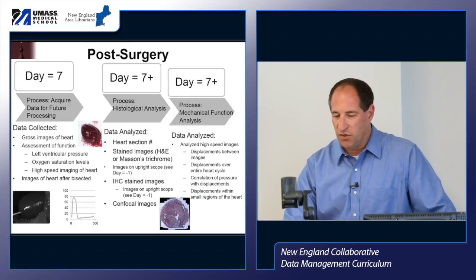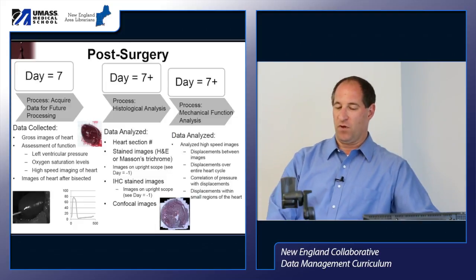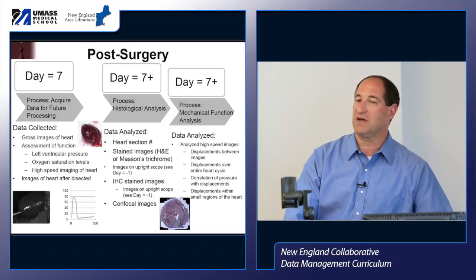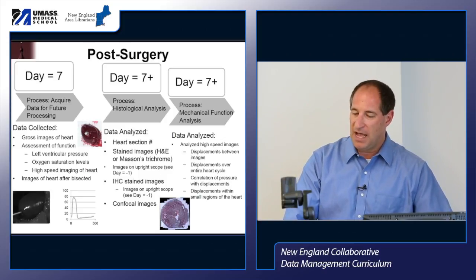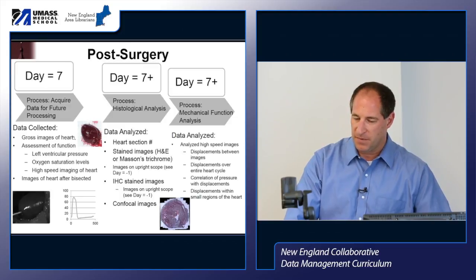About a week after surgery, or post-op day 7, we want to start acquiring some data to look at the mechanical function in the heart. And so we take high-speed images as the heart contracts. We'll also take a gross image of the heart, and so that's this image here, looking at where the sutures are placed. We put a catheter, and if you look down here, you can see this white line.